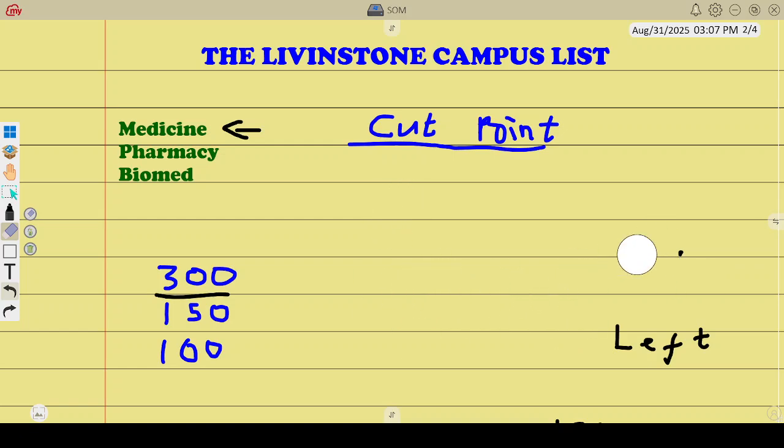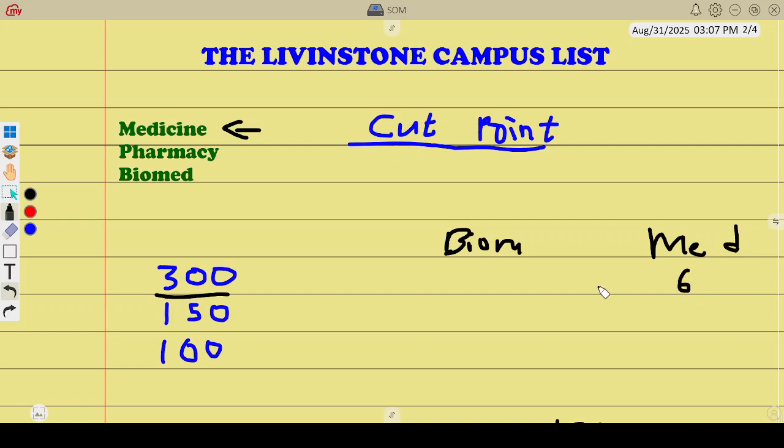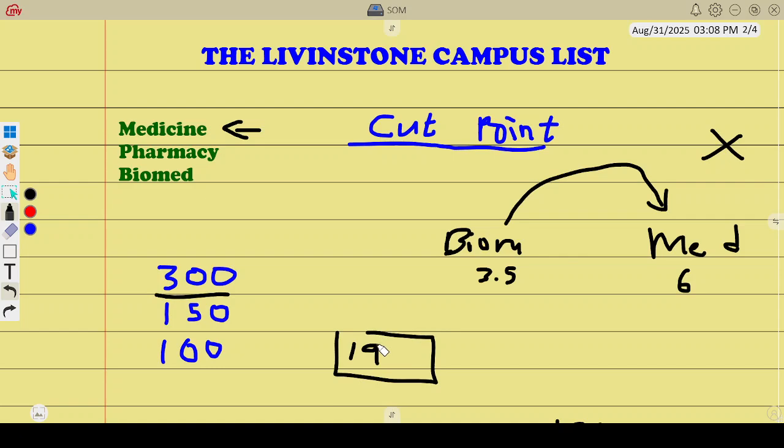Again, another question which I get asked is, we have biomed, and then we have all these others, medicine. What if the cutoff point for medicine is let's say 6 points, and for biomed the cutoff point is like 3.5, and then you get 19 points and you're under biomed? Can you be put on the list for medicine? The answer is no. If you get 19 points, they can't put you in another program.